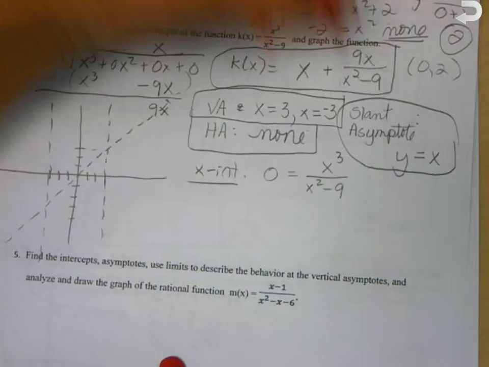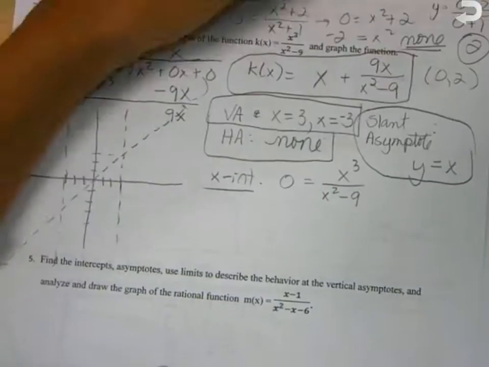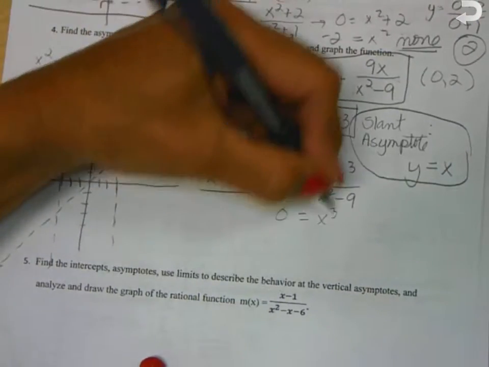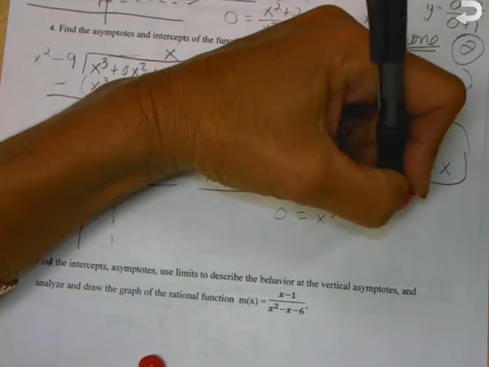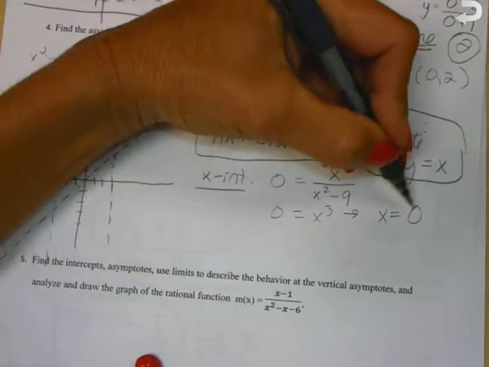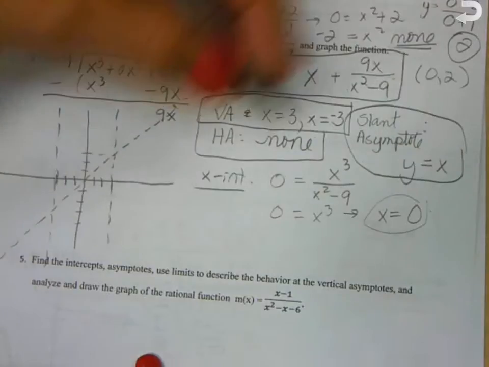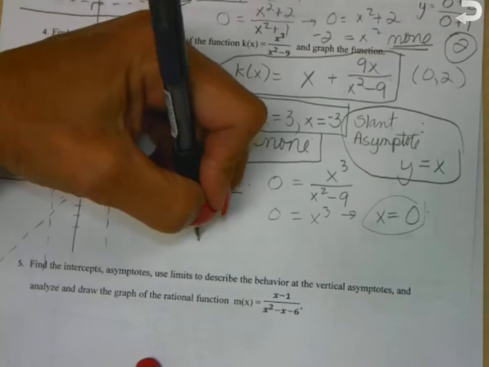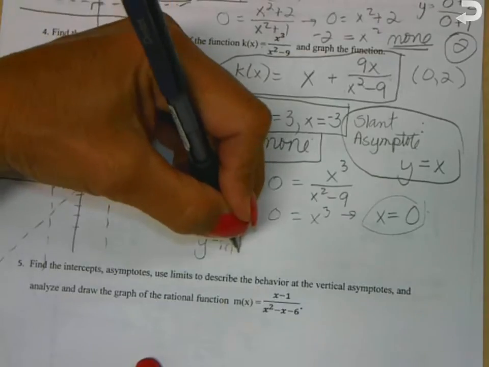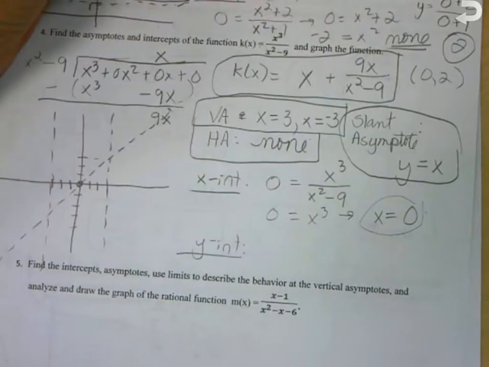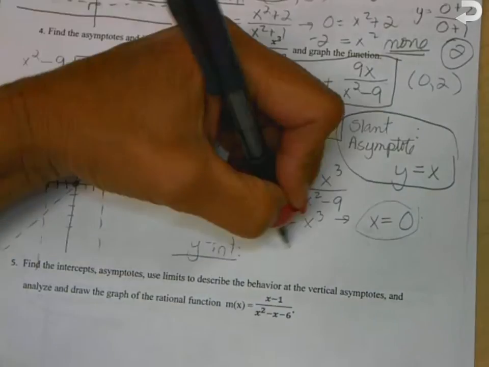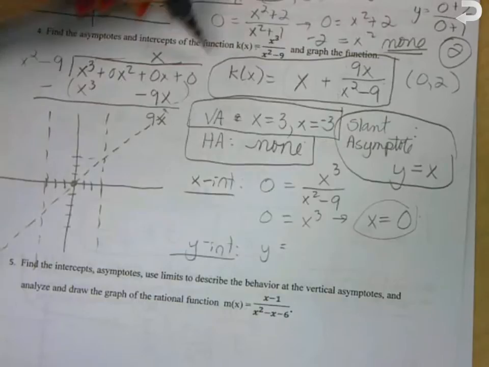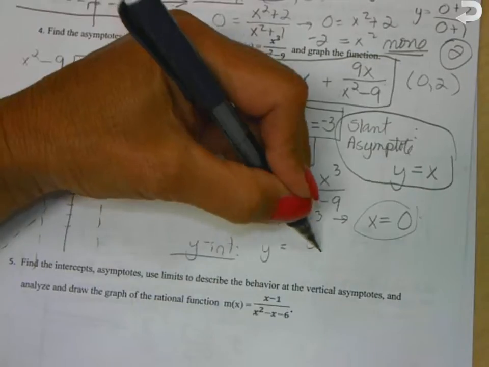My x-intercept is going to occur, once again, when I want to figure out what input gives me an output of 0. I'm going to go back to that original fraction form. That's usually easiest to do. Multiply both sides by x squared minus 9. I get 0 is equal to x cubed. Therefore, x is 0. And so I'm going to have an x-intercept right here at 0. And lo and behold, that's where my y-intercept is going to take place too. I would find it differently, but it's going to end up being the same value.